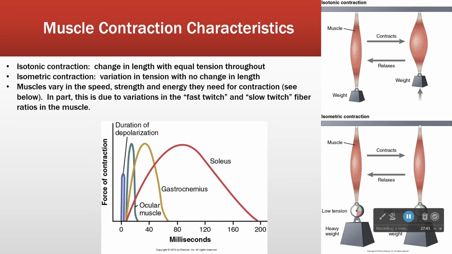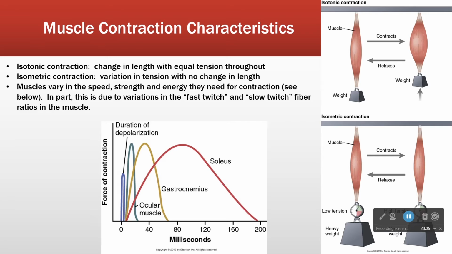So we have isotonic and isometric. Isotonic contraction is where you have the same weight in the muscle, in other words, the same pressure, but the length changes. So the muscle actually shortens. So this is moving our bones around.